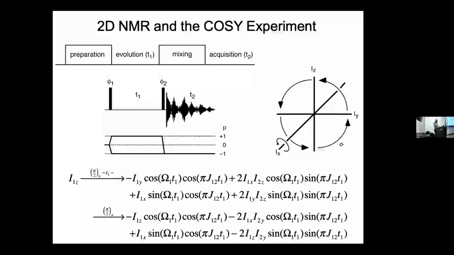Now, we have a problem here. When I add in the other two components that started on the I2 spin, our in-phase multiplets have the same shift as our antiphase multiplets. And we're only interested in the antiphase multiplets. They tell us if there was J coupling. So to separate them, we're going to vary T1.